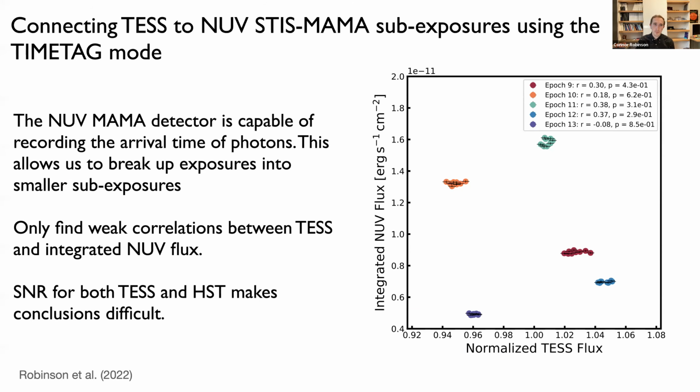On the shortest timescales, we could study this with our HST data. We can break up our NUV data, using a time tag mode, into sub-exposures, and then plot that against our simultaneous TESS data. On these really short 2-minute timescale changes, we see maybe only hints of weak correlations between the TESS flux and the integrated NUV flux.